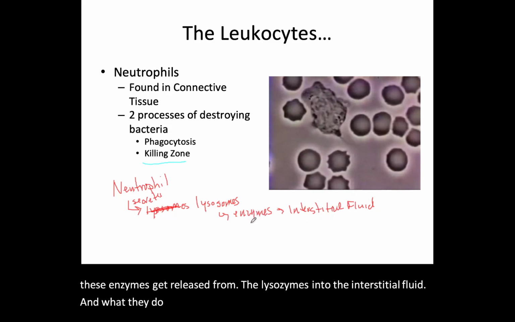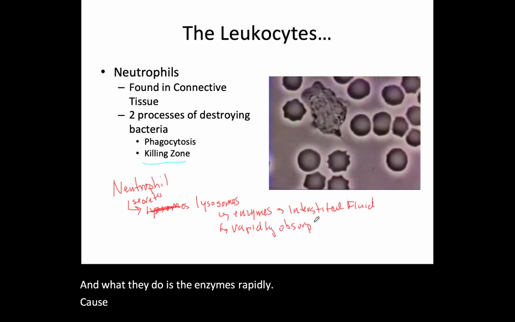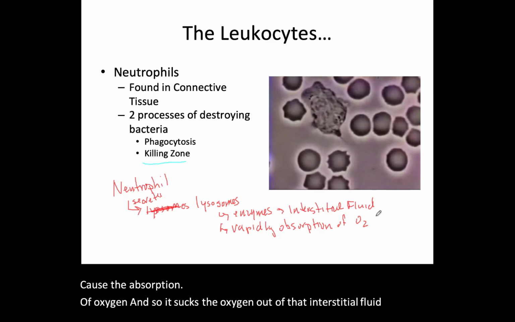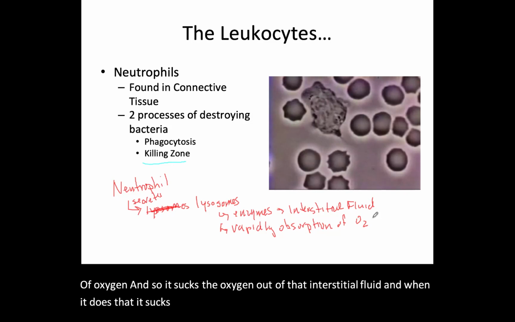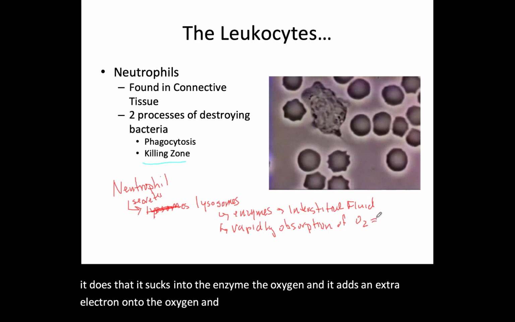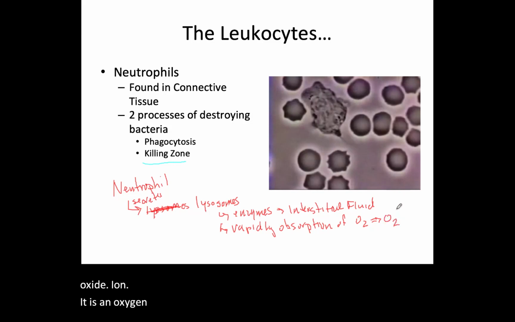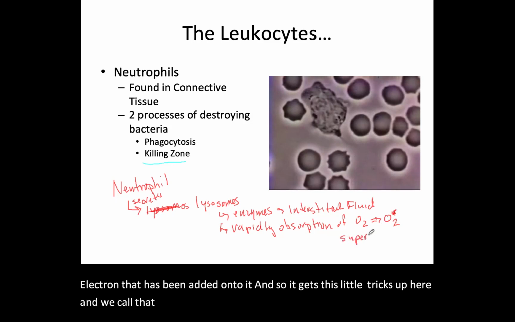And what the enzymes do is rapidly cause the absorption of oxygen. And so it sucks the oxygen out of that interstitial fluid. And when it does that, it sucks the oxygen into the enzyme and adds an extra electron onto the oxygen. And it creates something that is called a superoxide ion. It is an oxygen molecule that has an additional electron added onto it. And so it gets this little asterisk up here. And we call that a superoxide ion.